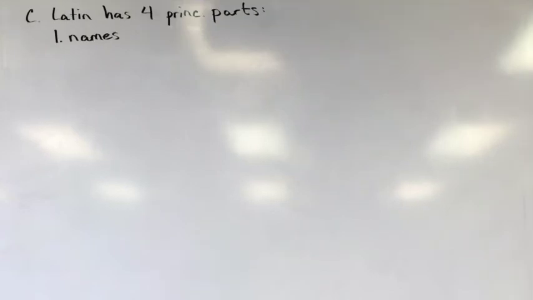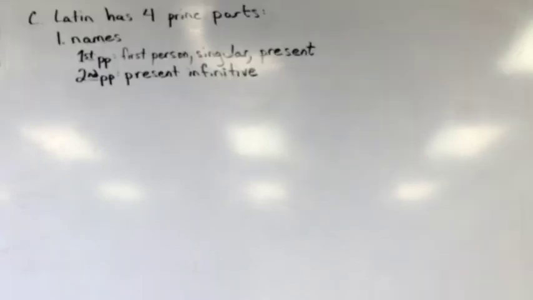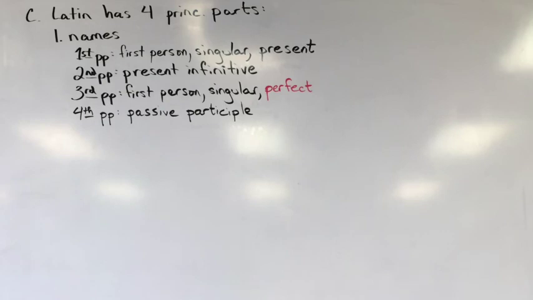Now, while English has three principal parts, Latin has four. Let's go over their names first. The first principal part is known as the first person singular present. The second principal part as the present infinitive. The third principal part as the first person singular perfect. And the fourth principal part as the passive participle.